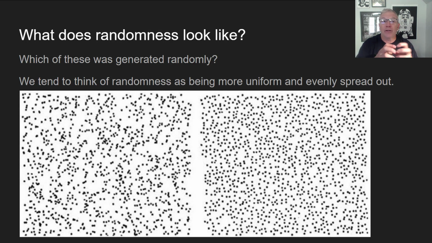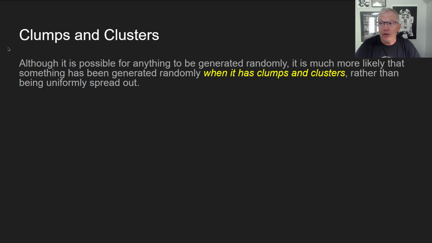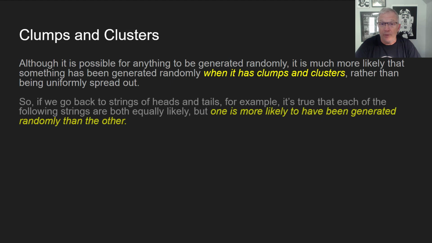Stuff just happens, or stuff just doesn't happen, and there's no cause, there's no explanation. It's just randomness. But that hominid brain locks on to either the gap or the cluster and tries to build some story, some narrative out of what's going on there. So the first point here is that when random systems have outputs, they clump up, they cluster up. Although it's possible for anything to be generated randomly, it's much more likely that something's been generated randomly when it has clumps and clusters, rather than being uniformly spread out. Now, we start looking for a trend, or we start looking for an explanation, but it may just be that there's no data here. It's just a clump. It's just a cluster you happen to be in.